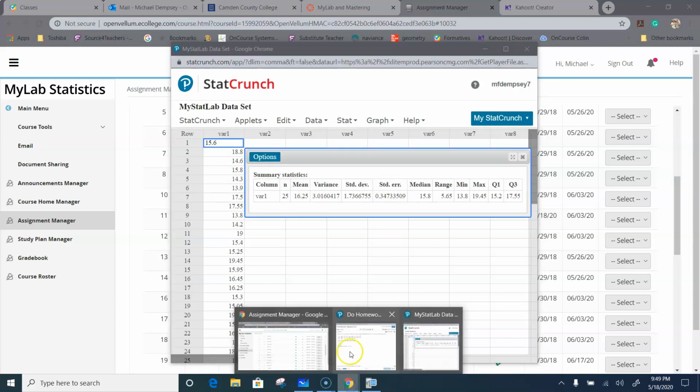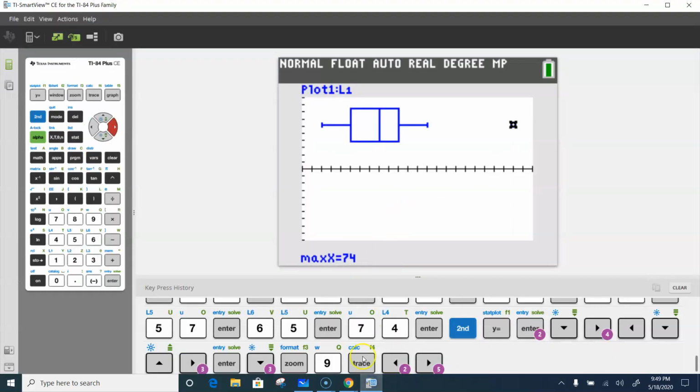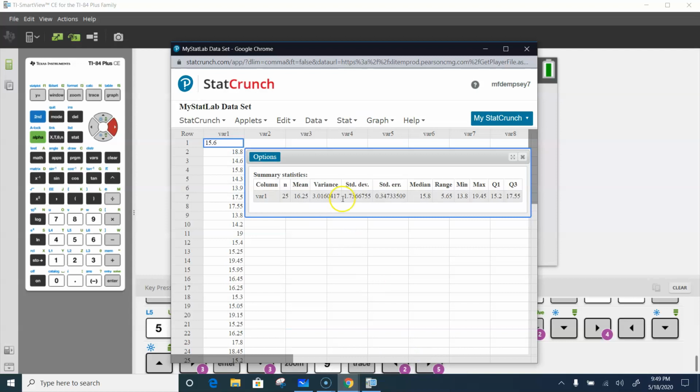We'll see what kind of questions they want to ask us here. So they want Q1, Q2, and Q3. So Q1 is right here at 15.2. Q2 is the median, that's 15.8, and Q3 is 17.55. So we start with Q1, 15.2.